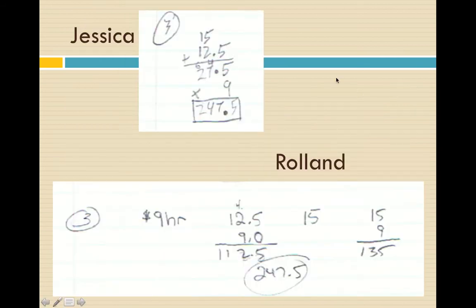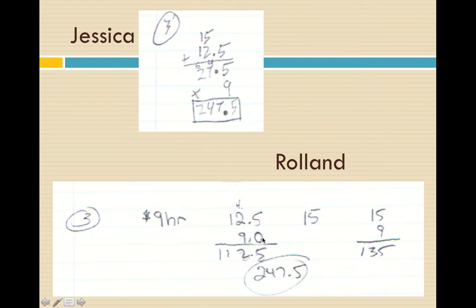This was pretty easy for both of the students. They realized they just had to add up the total amount of hours and then multiply it by the rate. So Jessica here, the 5th grade student, added up 15 plus 12.5 and then multiplied it by 9, which is a simpler way of doing it.